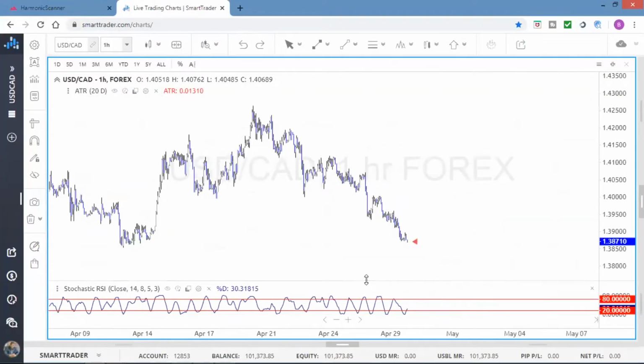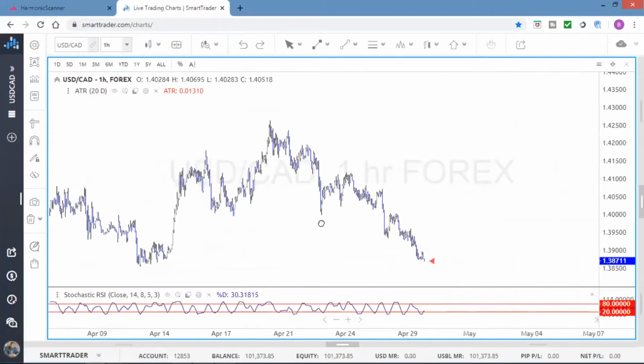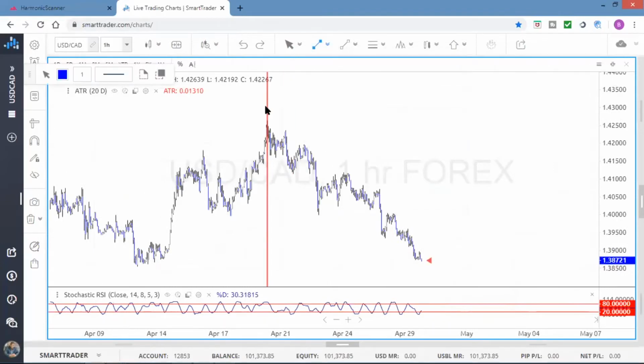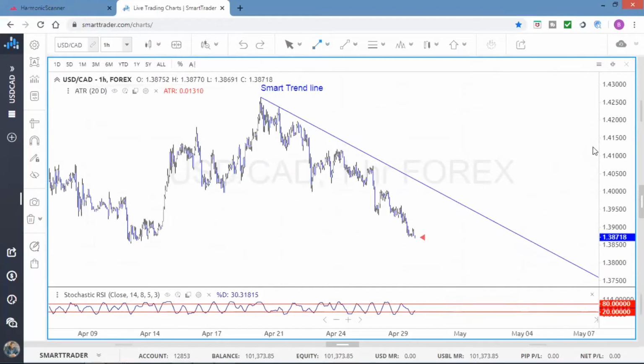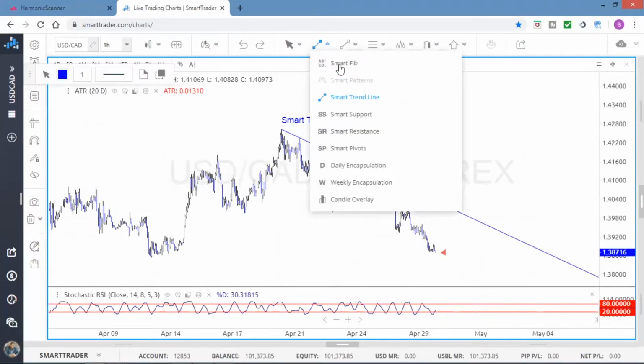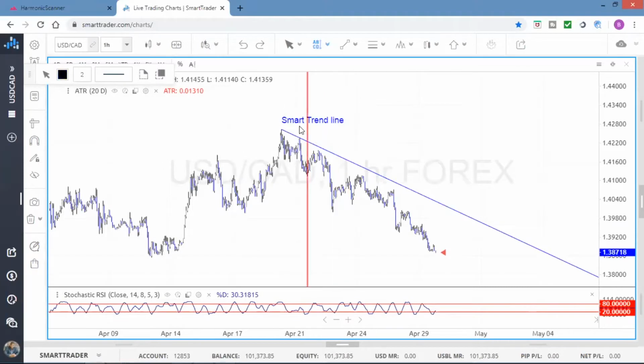All right, so now we're over here on Smart Trader. The first thing we like to do is make sure that we get our trend line to the downside. We first work it out on the 1 hour, and then we drop it down to the 15-minute to look for that entry. And then what we want to do now is put our smart fibs, bring it up here to the top.